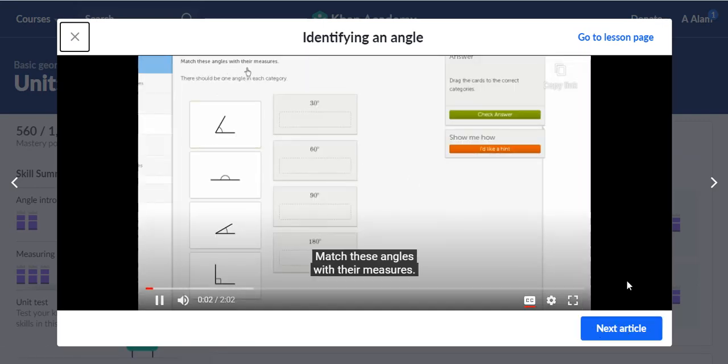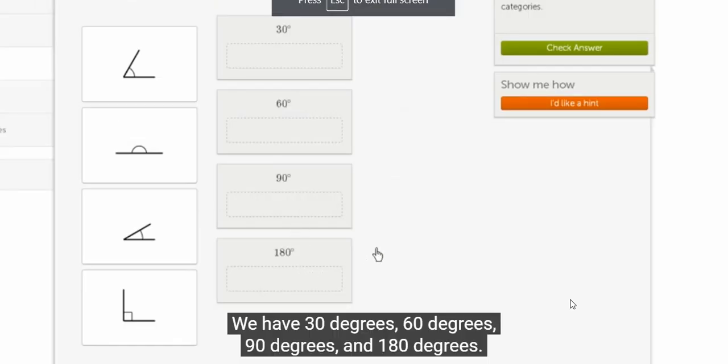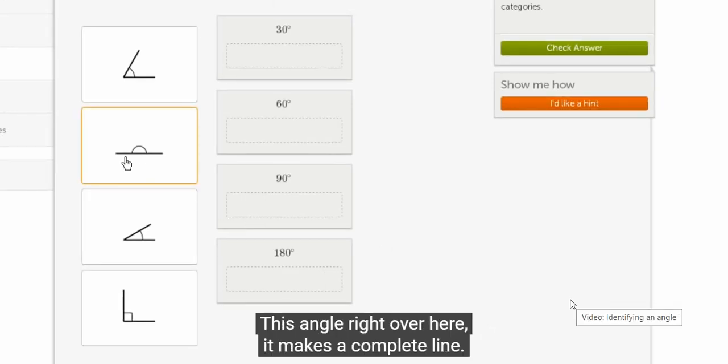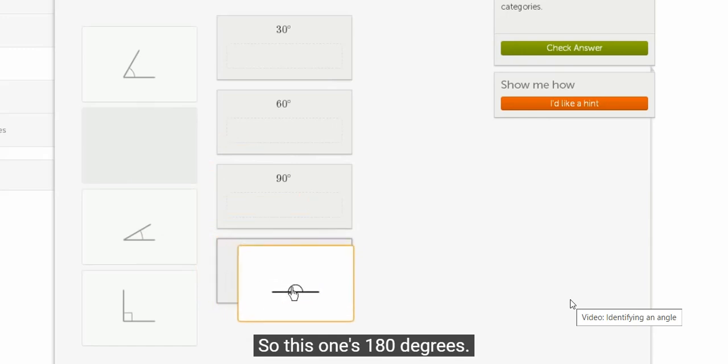Match these angles with their measures. There should be one angle in each category. We have 30 degrees, 60 degrees, 90 degrees, and 180 degrees. So there's a few that are very easy to spot out. This angle right over here, it makes a complete line. So this is clearly 180 degrees. So this one's 180 degrees.